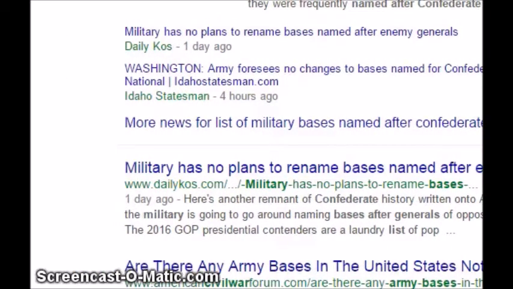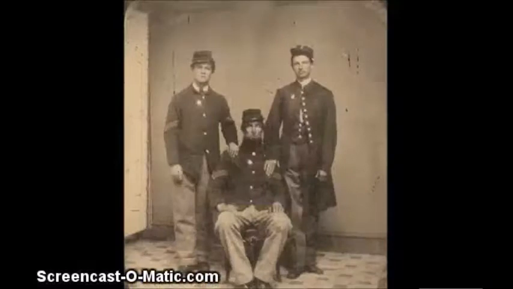This is interesting, and many people may not know this, but the United States has military bases within its borders that are named after Confederate Civil War generals, Braxton Bragg being one, Fort Bragg, North Carolina. John Bell Hood, that would be Fort Hood, Texas. And it's interesting that the language they chose to use in that article was that they were named after enemy generals.